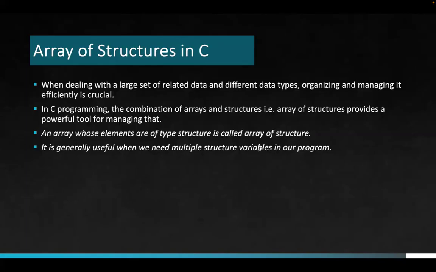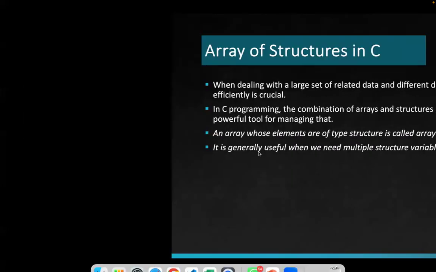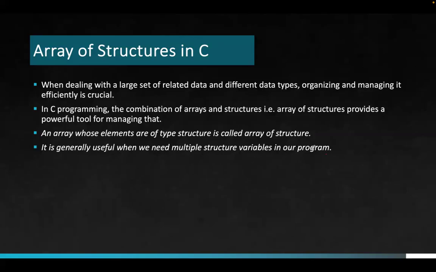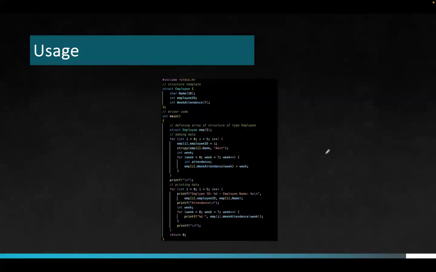An array whose elements are of type structure is called array of structure. In general, we use multiple structure variables in our program, like having multiple variables declared in the same structure. Like that, instead of variables, we declare arrays in it. One example of the usage, sample code of it: the structure employee has the variables char name[20], integer employee ID, and weekly attendance, every week whether he is present or not. That attendance will be there.